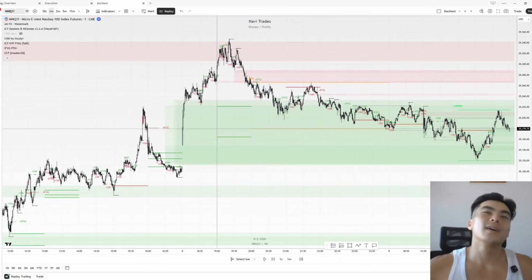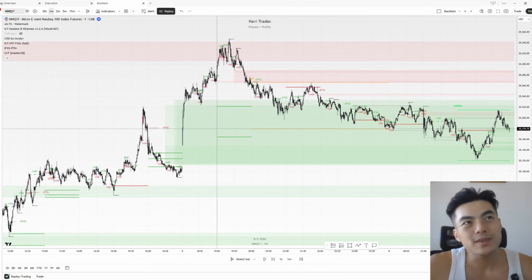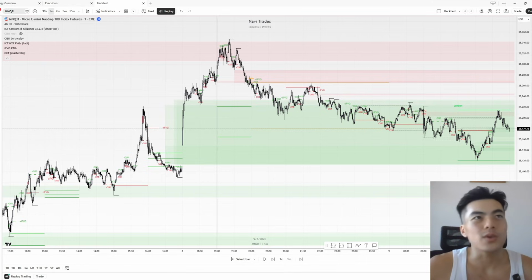So yeah, main lesson is be patient, just wait for the good setups, don't force anything. The profits will come in time if you focus on the process. Yeah, hope you learned something from this weekly exercise. I encourage you to do it yourself.